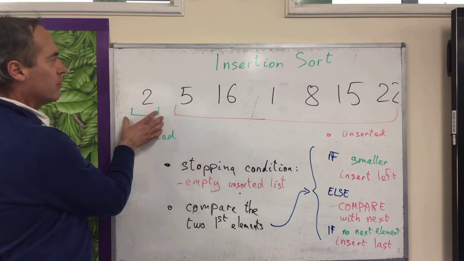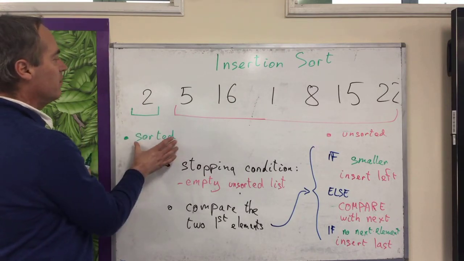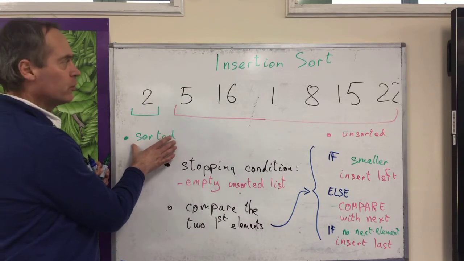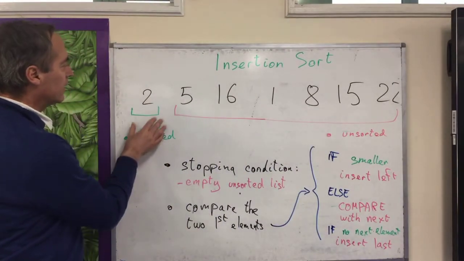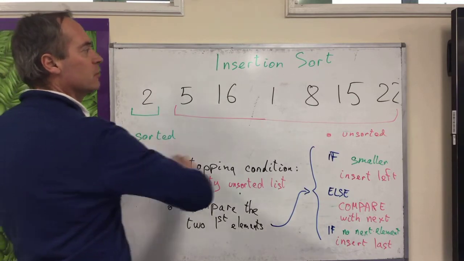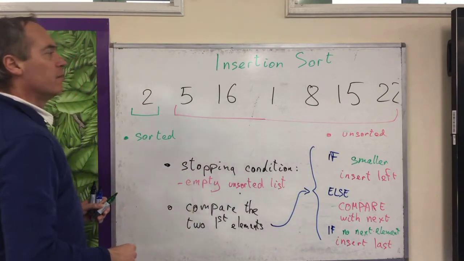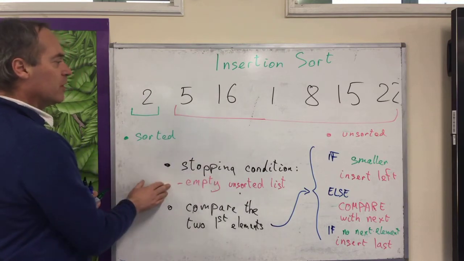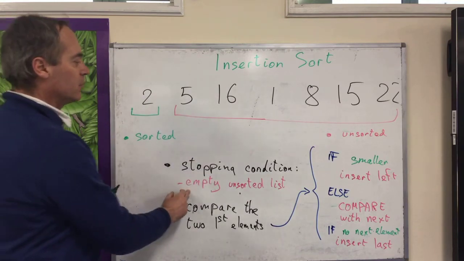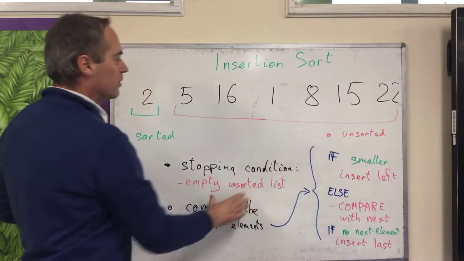The first element of our unsorted list will be our sorted list, and the rest is the unsorted list. So you will see that this sorted list in green is going to grow, while the red unsorted will shrink, and the stopping condition for this algorithm is when that unsorted list will be empty.